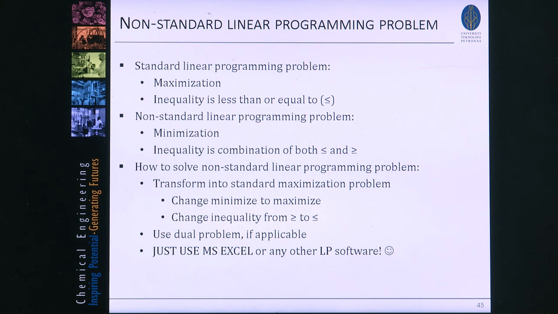The bottom line is that a standard linear programming problem is about maximization, and the inequality constraint has to be less than or equal to. A non-standard linear programming problem is anything that deviates from these two situations. One way to handle that is to convert the minimization into maximization by multiplying by minus 1, and the bigger than or equal to has to be multiplied by minus 1 to make it less than or equal to, or we change it into the dual problem.